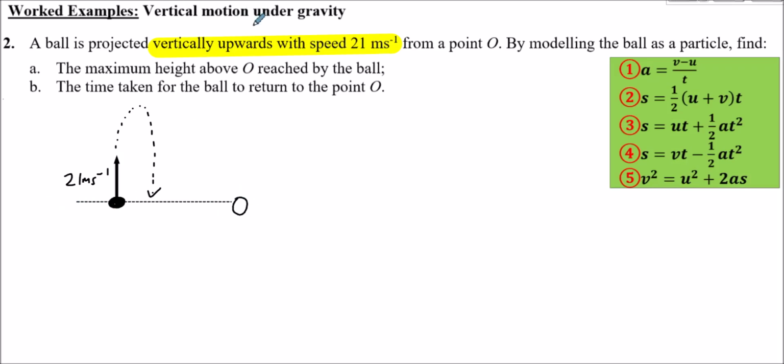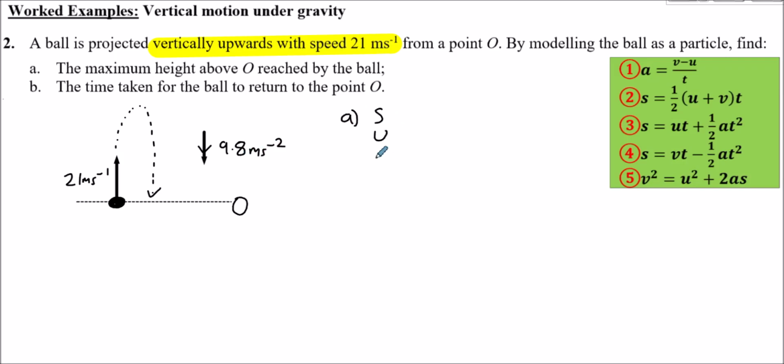And because the acceleration will be acting downwards, opposite to the direction of initial motion, and obviously the acceleration due to gravity is 9.8 meters per second squared, we can start thinking about this now. So we know that it's constant acceleration because the acceleration due to gravity is a constant 9.8 meters per second squared.